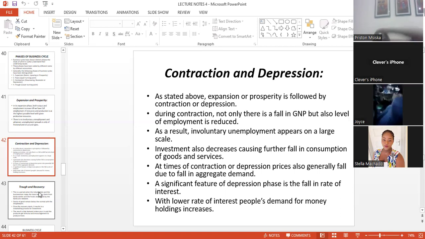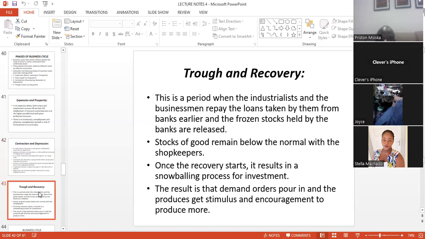Now, this cannot continue. Even though it will continue until you reach the lowest level, you start contracting and going down, down, down, until you reach a very low point, which is a trough. It's only when you reach the lowest point that you start recovering.